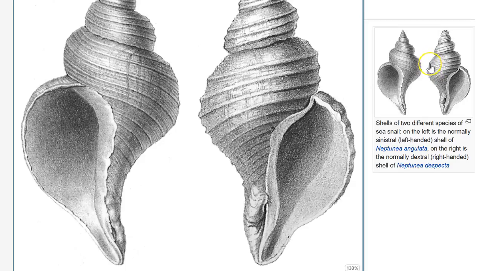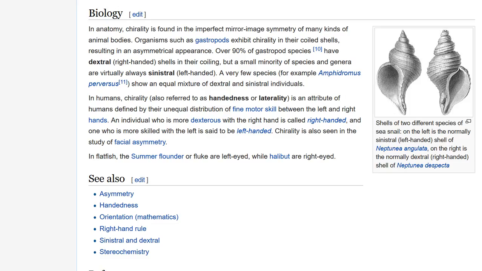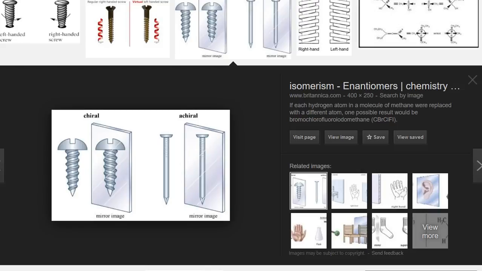So maybe it's easier for me to show this example with a snail with a screw, because I found this picture.